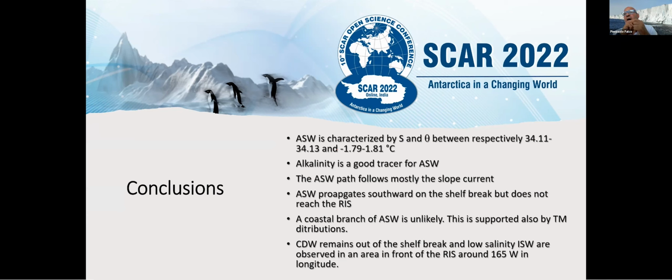In terms of the other water masses, we can say just that based on our data, the circumpolar water remained out of the shelf break, and also that we measured a different kind of ice shelf water at about 165 degrees longitude, characterized by lower values of salinity.